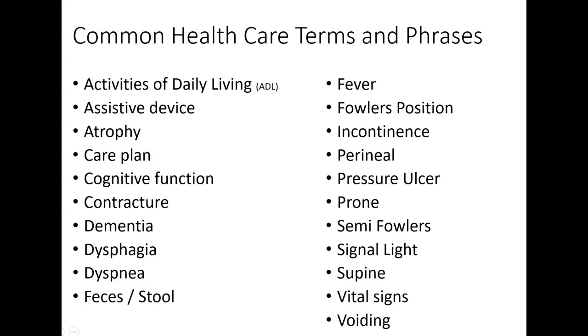Atrophy, that's that wasting away of the muscles. And if you don't use muscles, if you have someone who has a weak side or they're not using their muscles, they're going to start wasting away. Care plan.